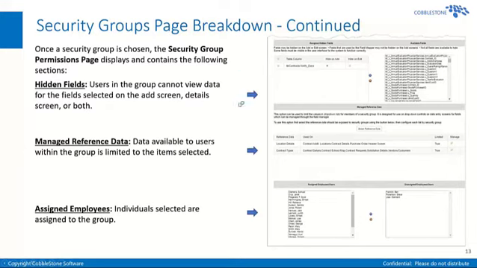As we continue to scroll down the page, we have another couple more infrequently used options because they're fairly new for us. Hidden fields. This is a really cool feature. This is one place that we can choose to hide a field. So it's not even visible to a user, either on the add screen or on the details or edit screen. So it's like that field doesn't even exist to some users. Again, members of this security group.